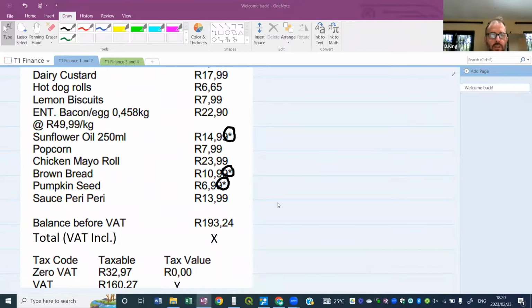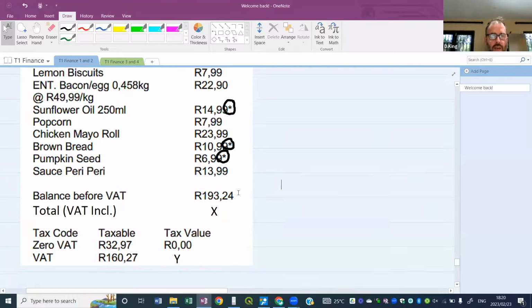Okay, so at the bottom of this till slip, you can see here there is a value for balance before VAT. Over here we've got 193 Rand 24. Now this balance here is for everything, absolutely everything on this list, whether it's zero VAT rated, not going to be charged VAT, or VAT included, must be charged VAT. The whole lot costs 193 Rand 24.